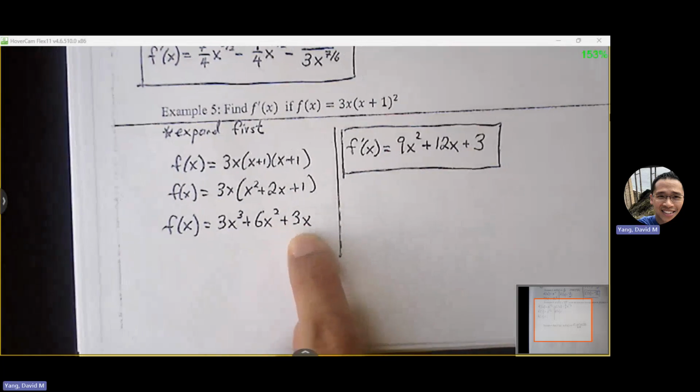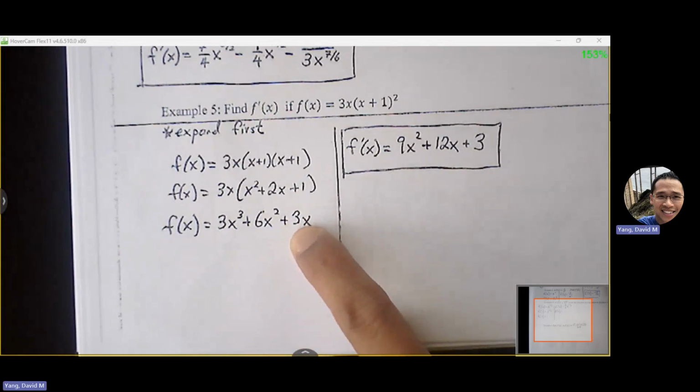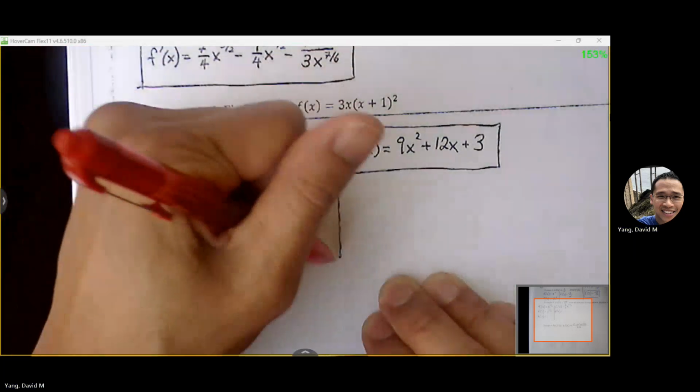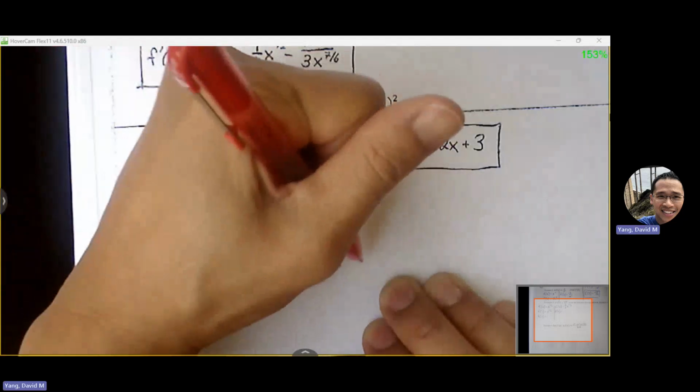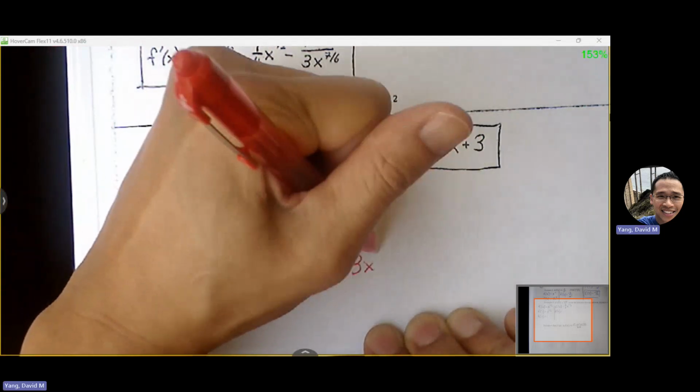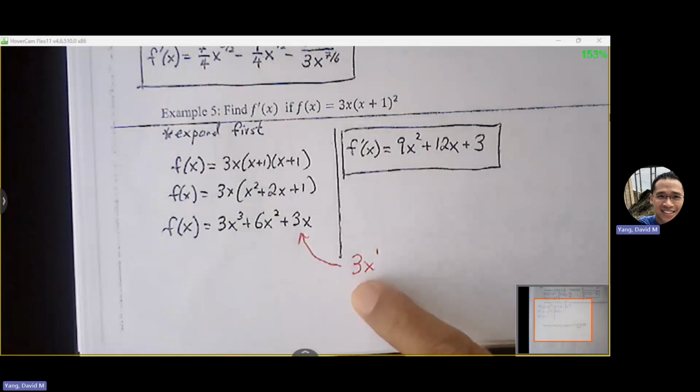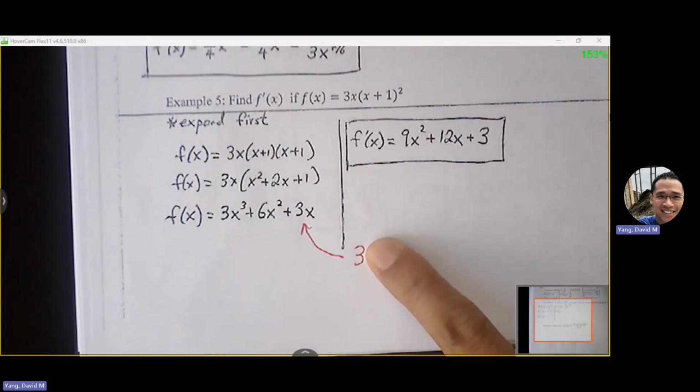Oh, I don't know if I talked about a linear term here. 3x. Why does 3x become just 3? 3x is really 3x to what power? Right, it's the first power, right? And then that 1 goes to 0, and that x to the 0 just turns out to be 1, so the answer is just 3.